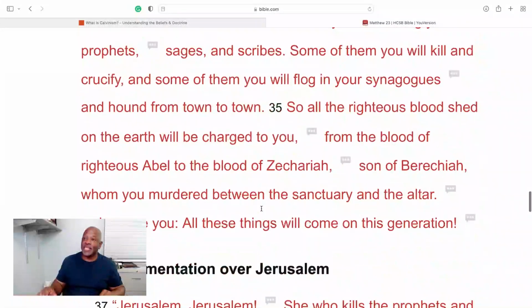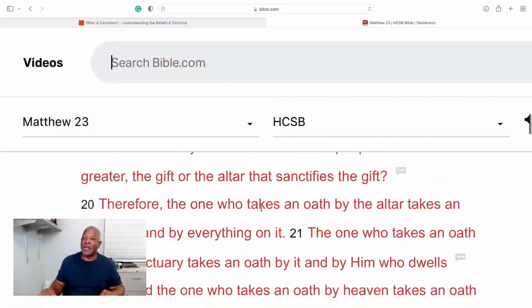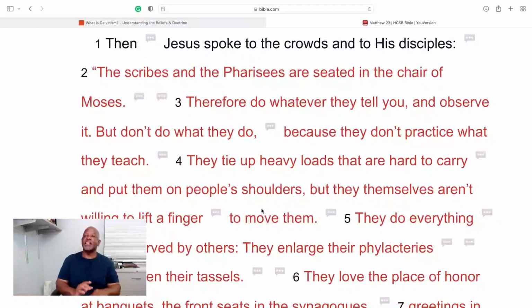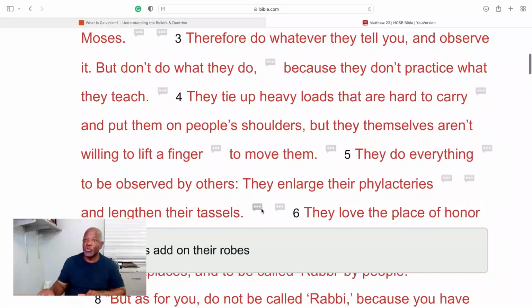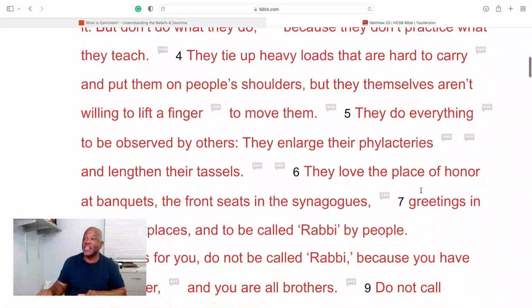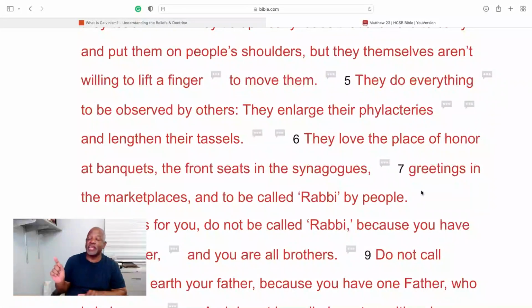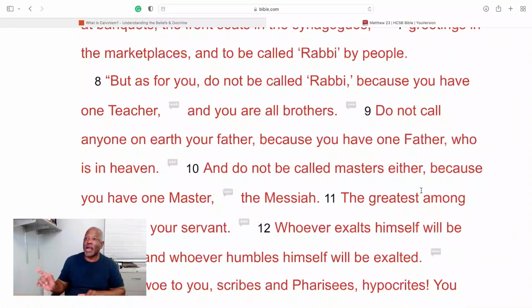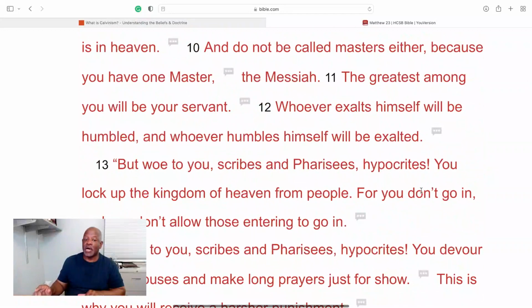He stops here, and all the way back up to verse 1, he starts saying the scribes and the Pharisees. Did he say Jerusalem? Notice, they sit in the chair of Moses, right? He comes down. They, who? Scribes and Pharisees. They, verse 5, do everything, scribes and Pharisees. They, right? Scribes and Pharisees.